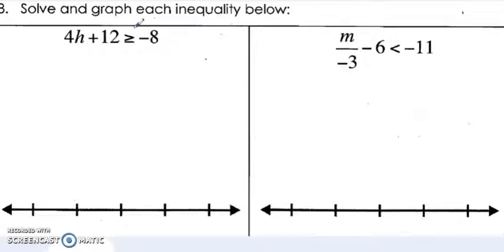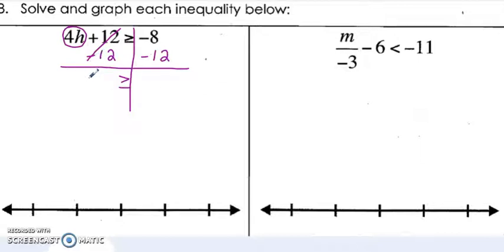So we're going to solve and graph each inequality. We need to get h alone, but right now h is connected with the multiplied by 4. I need to get rid of the addition first. The opposite of plus 12 is minus 12, and we do the same thing to both sides. Now, I do not flip the inequality symbol because I am subtracting. I am not multiplying or dividing. So my inequality symbol will stay the same.